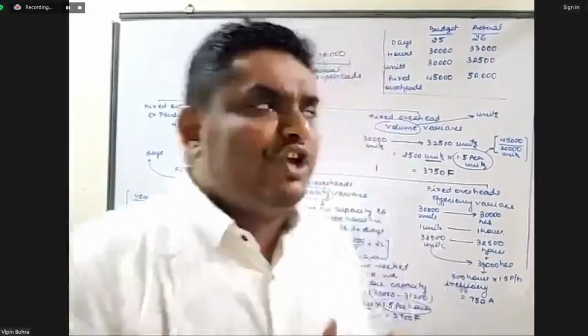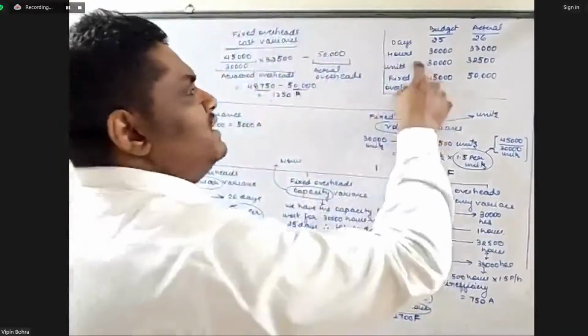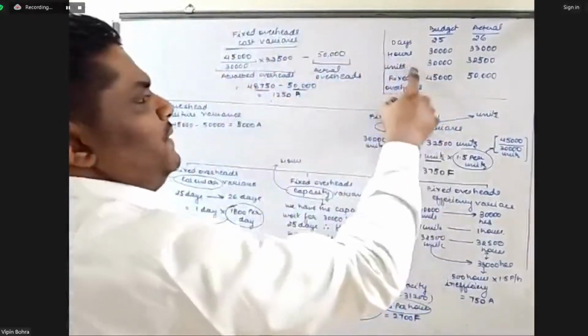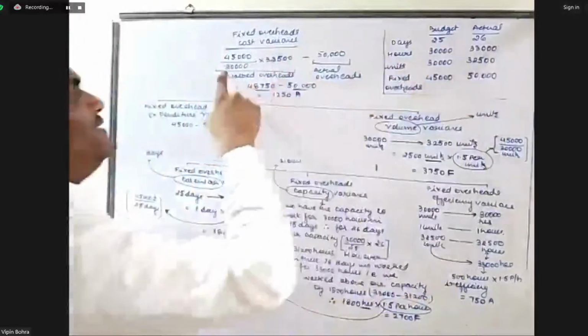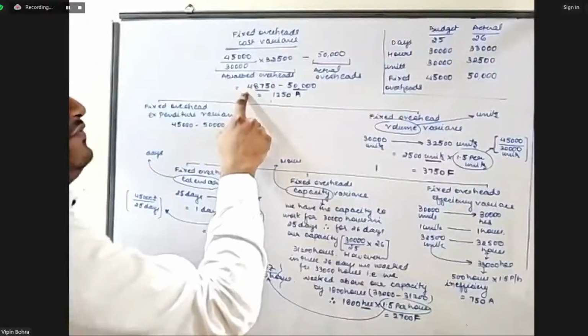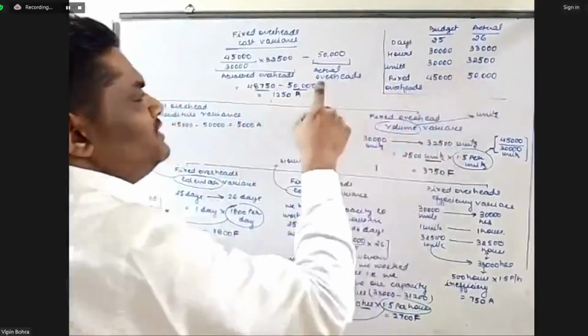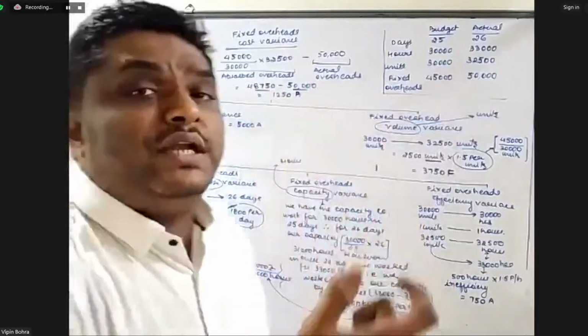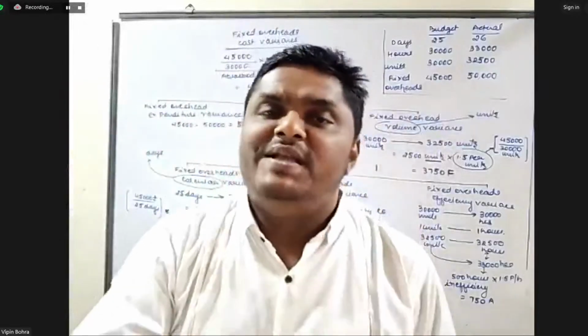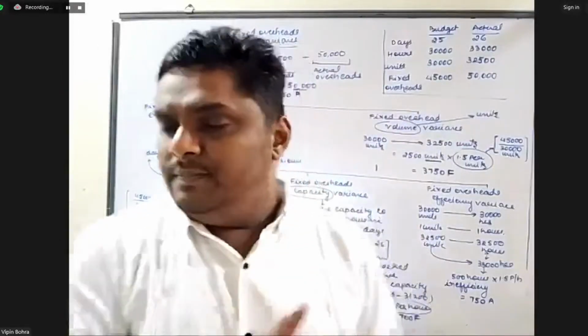सीधी और आसान भाषा में 45,000 खर्च होना चाहिए था 30,000 यूनिट्स पे. So for 32,500 units, how much? 48,750. But we actually spent 50,000. So 1,250 is my extra expense. So that's why it is adverse.